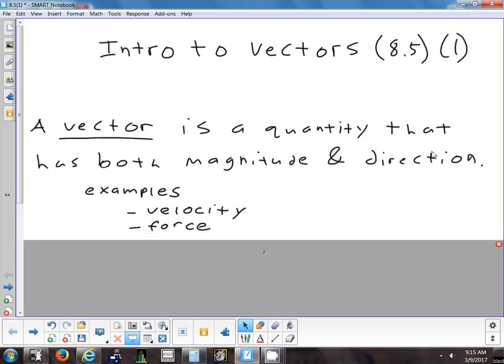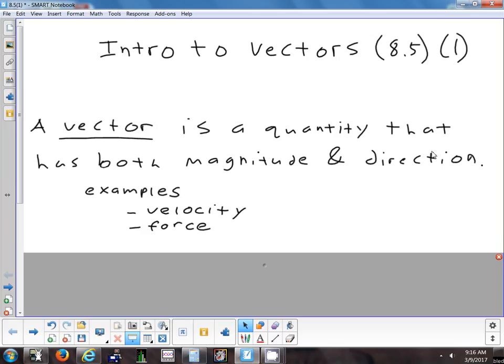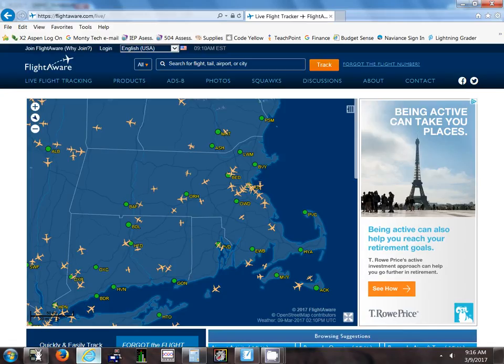And then force is another example of a vector. Okay, so force, basically if you push on an object, you might have a certain strength of how hard you're pushing on it, and you might be pushing in a certain direction. Pushing down with a certain amount of force is different than pushing left with a certain amount of force.